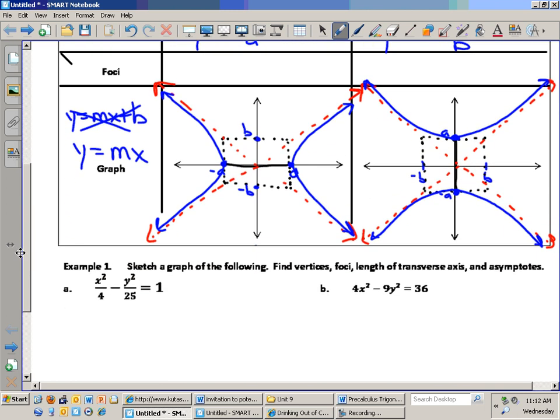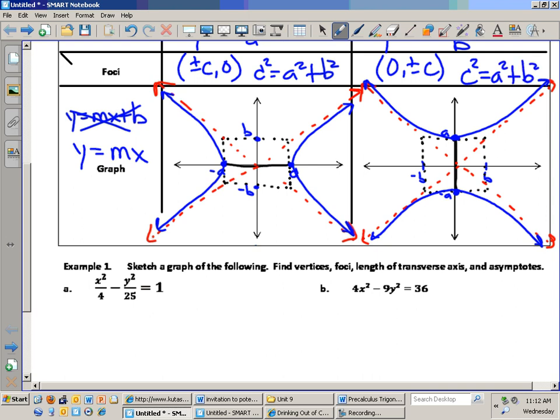The foci in this situation do sit on the horizontal axis. They are plus or minus c, 0. In this situation, they sit on the vertical axis, so 0 and plus or minus c. The question is, how do we find c? Do you remember how we found c yesterday? c squared is a squared minus b squared. Today, it's c squared is a squared plus b squared, which is just the Pythagorean theorem.